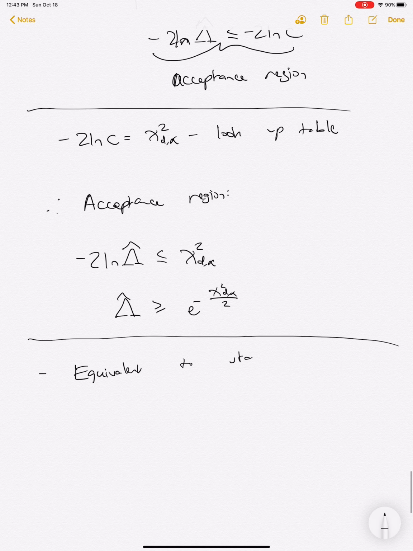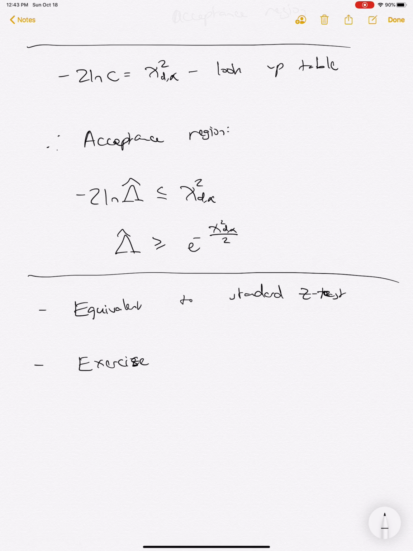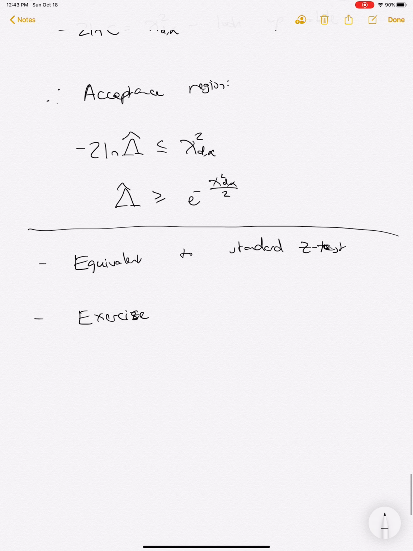And you can actually show that this is, in fact, equivalent to the standard z-test. If you did it the standard way with the z-test as we've always done, the likelihood ratio test and this are equivalent. This I'll leave to you as an exercise. Using the relationship between the chi-squared and the z, you should be able to show an equivalence between the z-test and this GLRT, which uses a chi-square distribution.